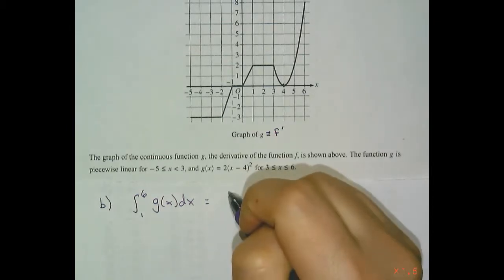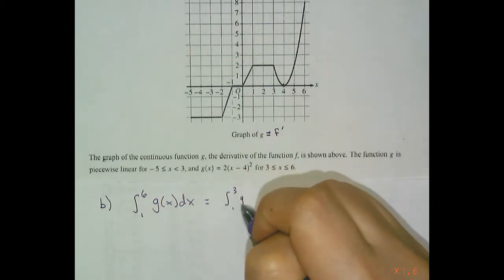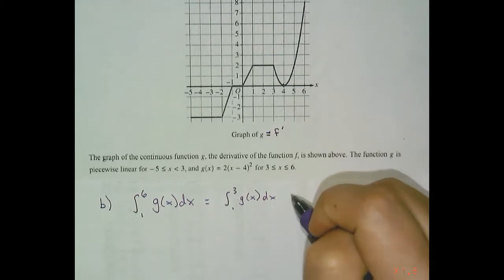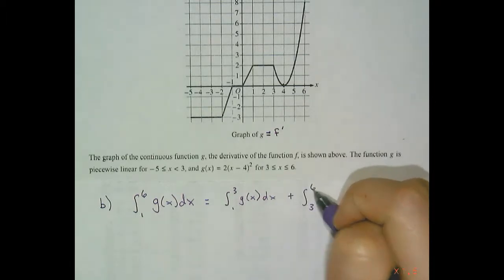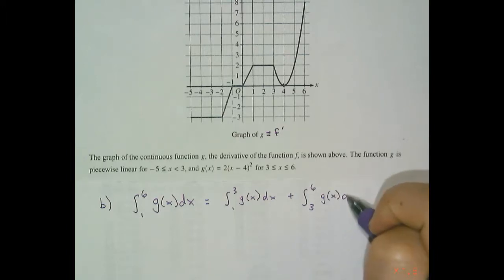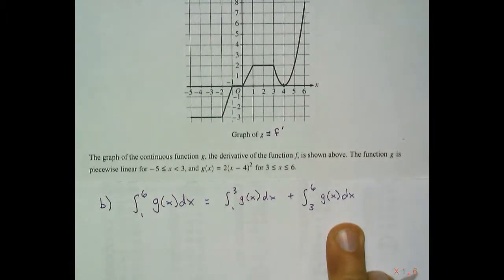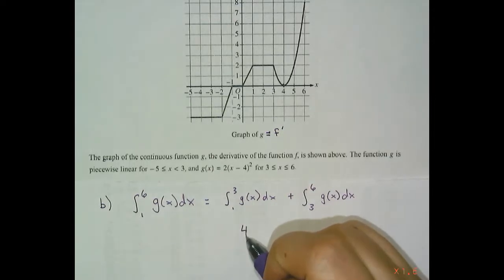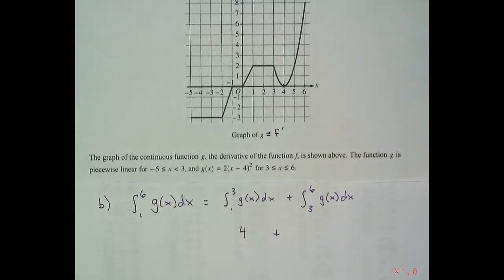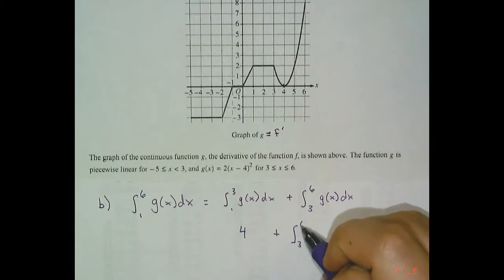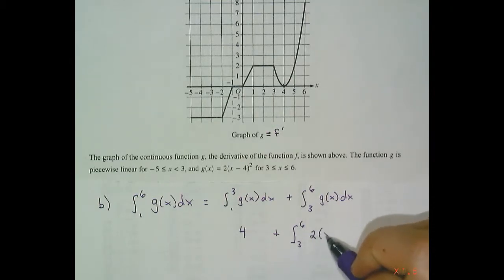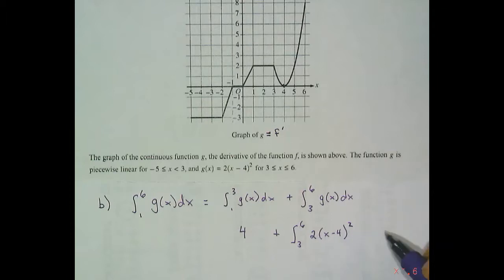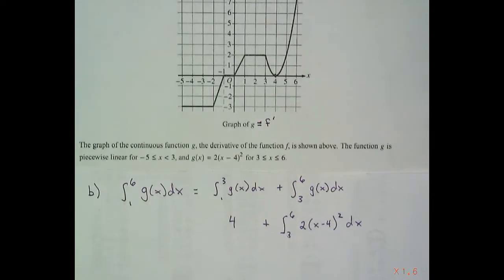So I'm going to break this down into 1 to 3 and 3 to 6, because that will allow me to use geometry on the first part and calculus on the second part. So the area from 1 to 3, well, that's a box that is 2 units by 2 units. So we have 4 units there. And then for the integral, since it is a curve, we're going to use the expression that they provide, and we're going to evaluate this integral expression.